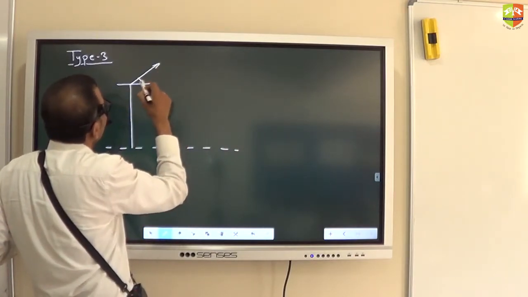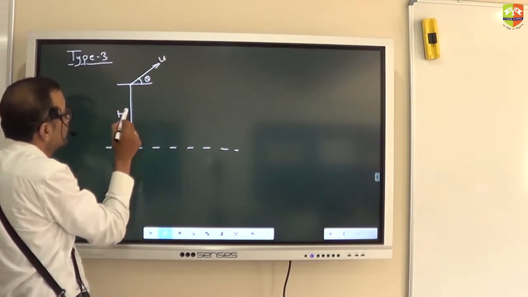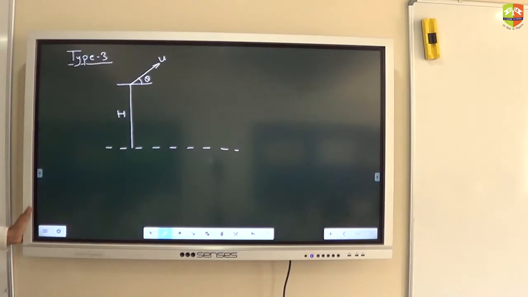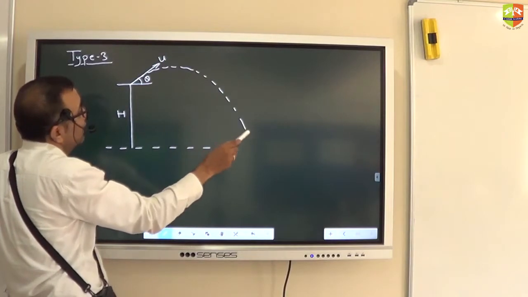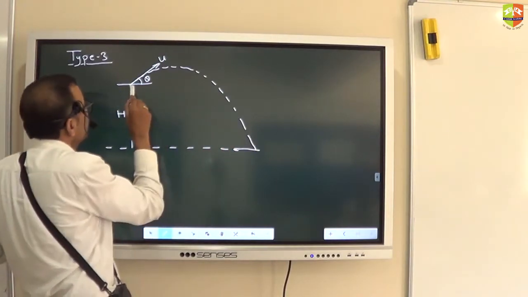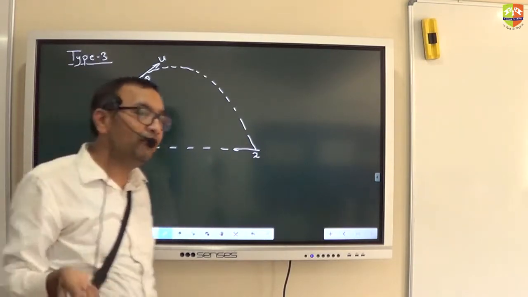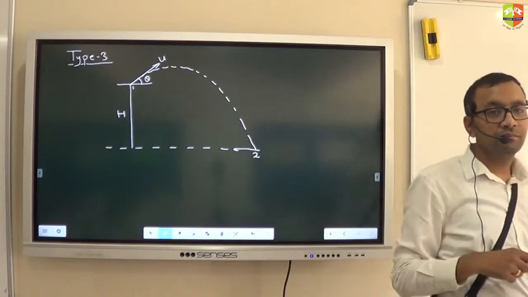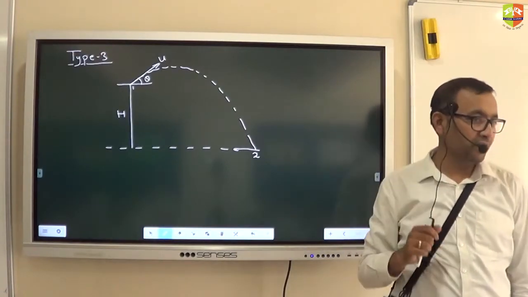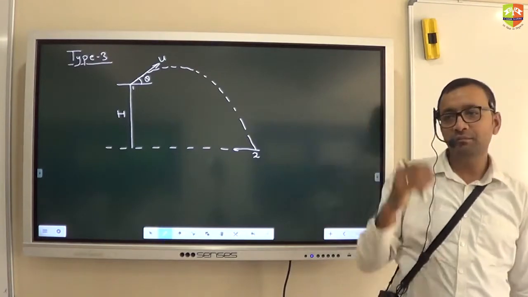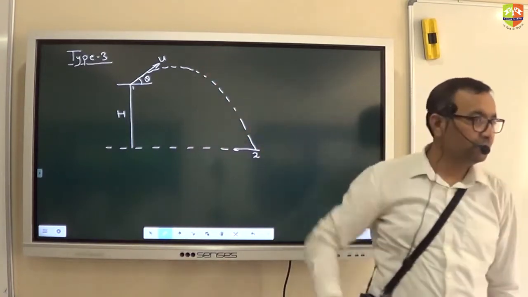Suppose it is thrown with velocity u making angle theta. This is height h. What kind of path will this follow? It will go slightly up like this and hit here. Let's say this is point 1 and that is point 2. By the way, what was the value of maximum height in the previous question? H only, because its vertical velocity is 0 right at the start itself. It will not start moving up on its own. But here it goes slightly above.